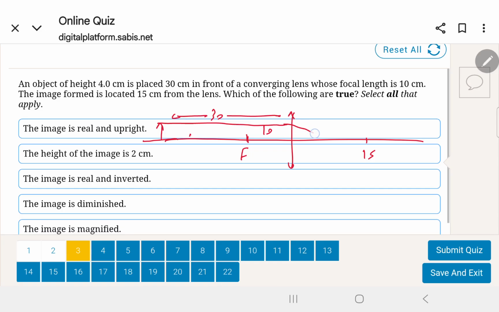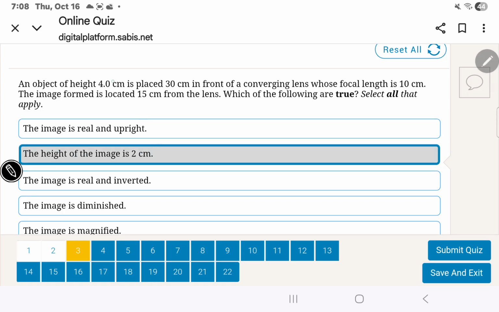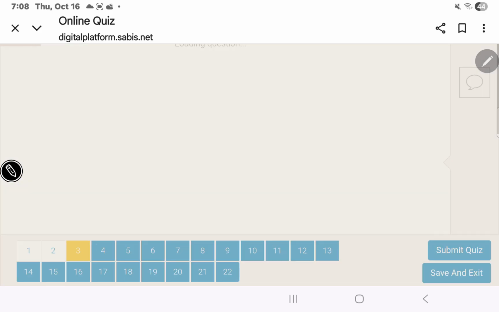As we did in the previous question, we draw like this, then we draw the image at a distance of 15 from the lens. Since the distance from the lens is 15, which is half the distance of the object, the image would be diminished and it would be half the size of the object because 15 is half of 30. And it will be real and inverted. So now let's choose the correct options. The height of the image must be 2, it is half of 4, as we said. The image is real and inverted. The image is diminished.